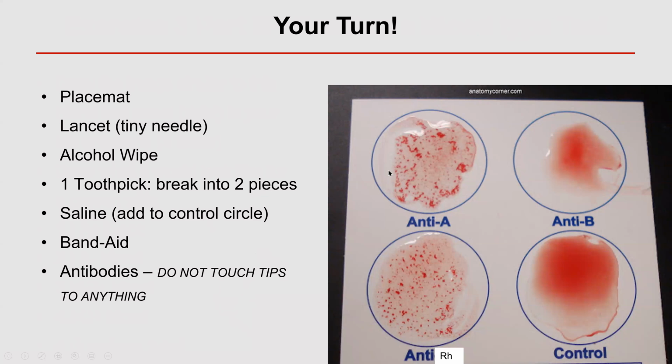1 toothpick should be used for each of these separately. If you mix toothpicks up again, you could potentially contaminate these, and it might say, holy mackerel, you have AB positive blood, when in reality you just have B negative blood, but you used a toothpick that accidentally contaminated the other circles.